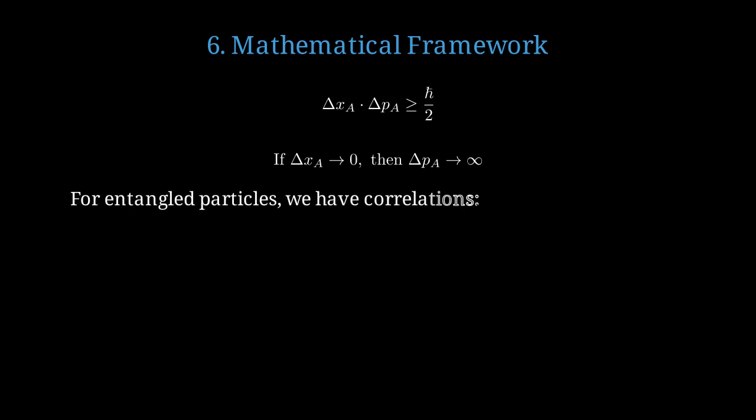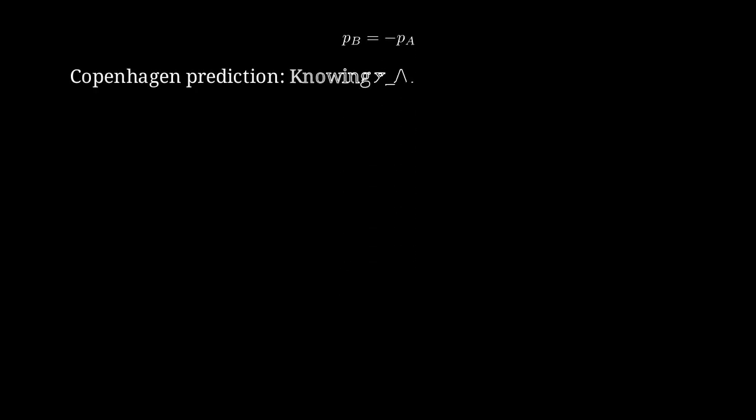For entangled particles, there are position and momentum correlations between A and B. The position of B is related to the position of A by some distance d. For momentum conservation, the momentum of B is opposite to the momentum of A. The Copenhagen interpretation predicts that knowing XA through measurement means we automatically know XB. Therefore, delta XB goes to 0, which means delta PB must go to infinity, even without touching B.